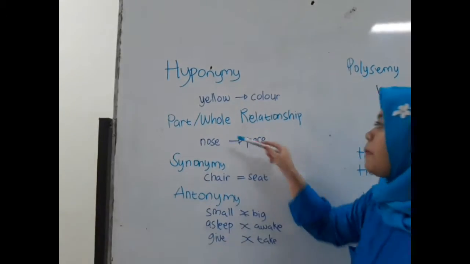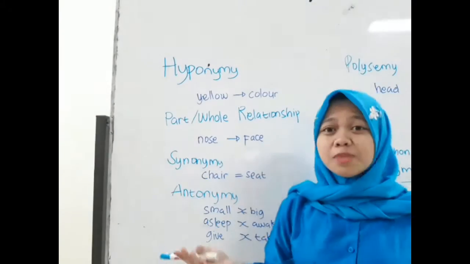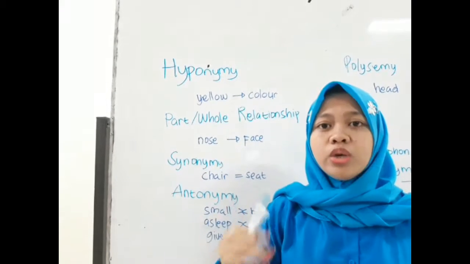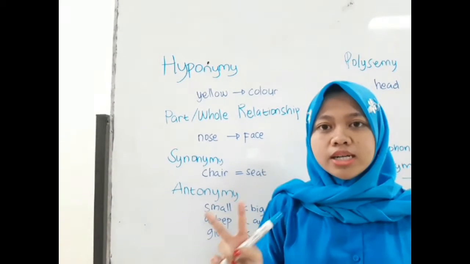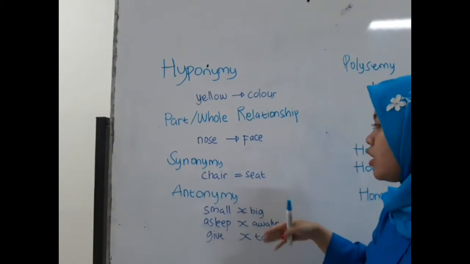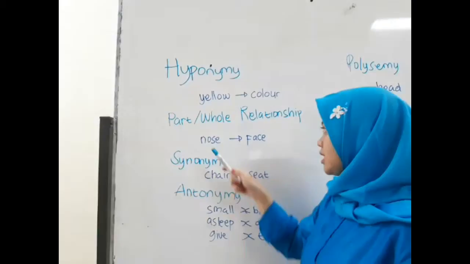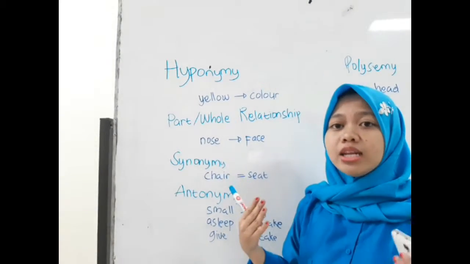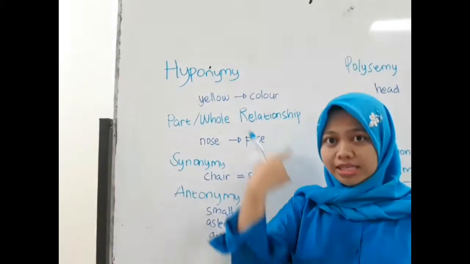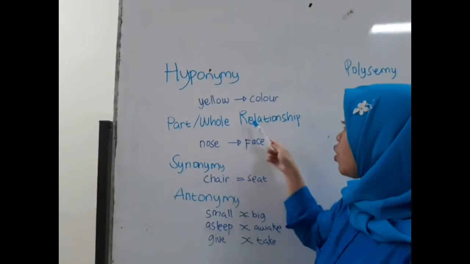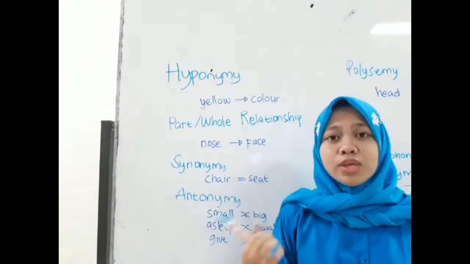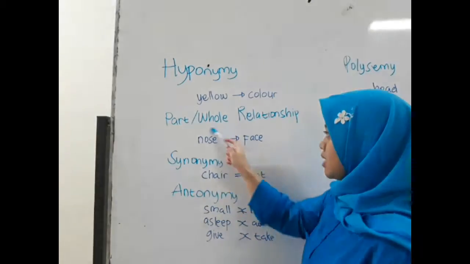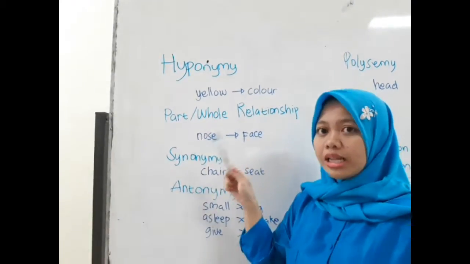The next one is part or whole relationship. So what is part or whole relationship? Part or whole relationship is a term we use to call two words that have a relationship, but the relationship is part of. So this is the example. Nose is part of face. We have already known that nose is part of face. That's why nose is called a part or whole relationship. In linguistic terms, we can also call part or whole relationship a meronym. So nose is the meronym.